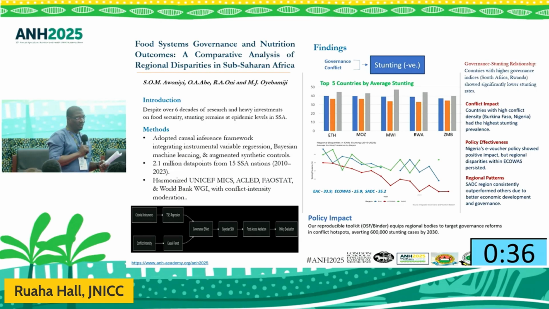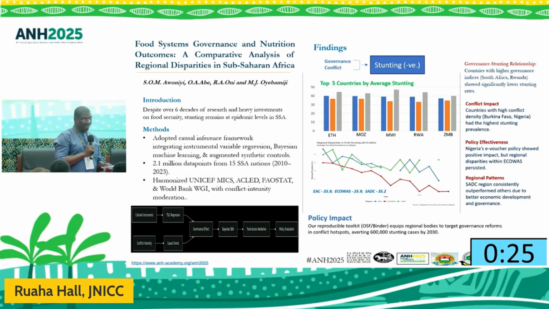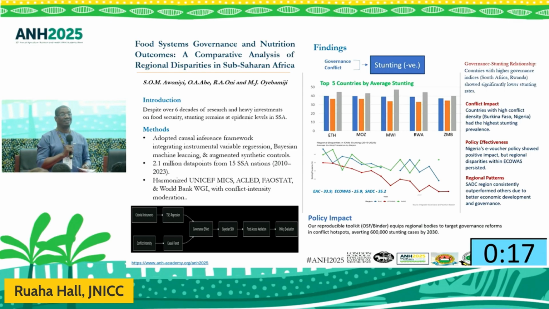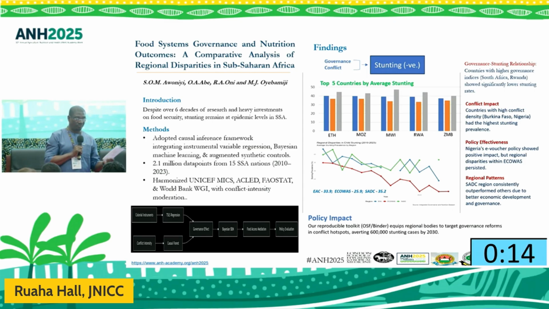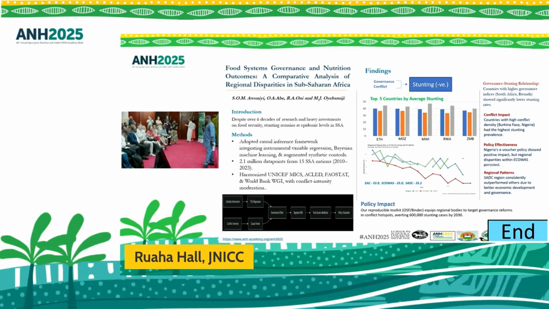So we found that governance and conflict have a negative relationship with stunting. Then we also saw some countries that are performing very well in terms of average stunting. And likewise, we looked at conflict impact, because that's one of the things that are endemic in sub-Saharan Africa presently. So we saw that countries like Burkina Faso and Nigeria had the highest stunting prevalence. So the impact is that if we are able to follow the policy, we are going to be able to do that. Thank you so much.